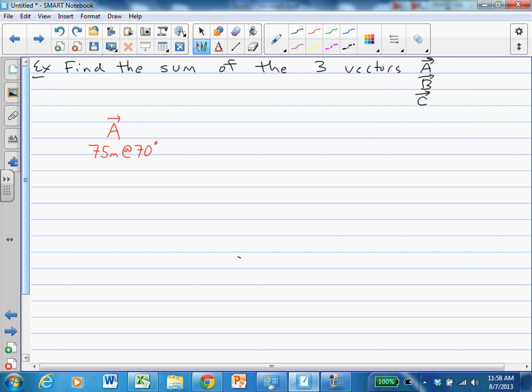B is 80 meters at 60 degrees. And C is 135 meters at 120 degrees.